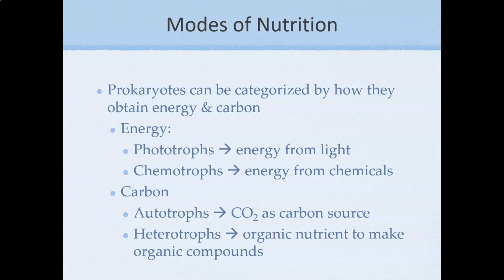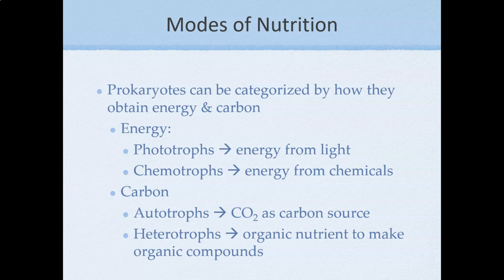When we look at energy, we talk about either phototrophs versus chemotrophs. Are they using energy from the sun or other light sources to gain that energy to do their metabolism? Or is the energy coming from a chemical source? And then we talk about carbon sources. Are they autotrophs versus heterotrophs?